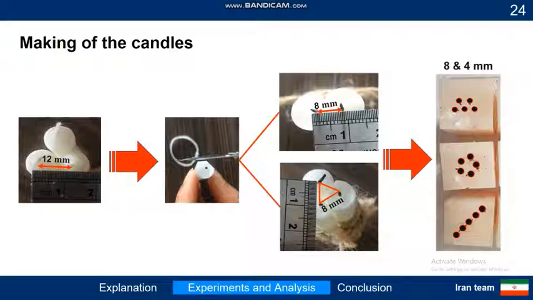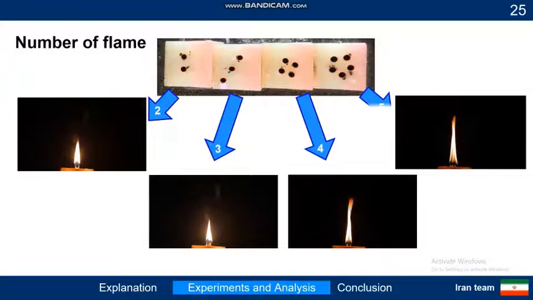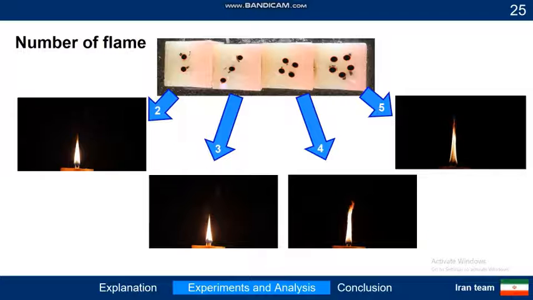So I made three models of candles by myself at two distances, 80 millimeters and 40 millimeters. Also, the number of flames is important, so I increased the number of flames. As you can see, with 2, 3, and 4 you can see small oscillations, but with 5 flames, you can see better oscillations.